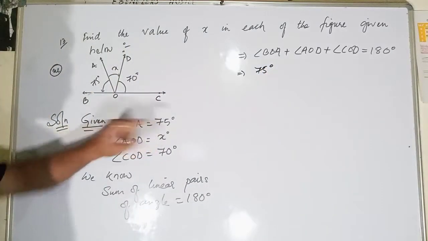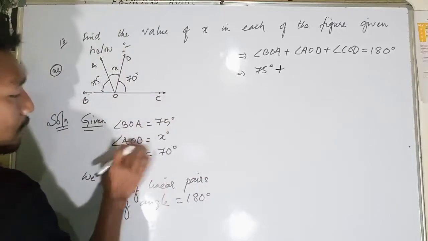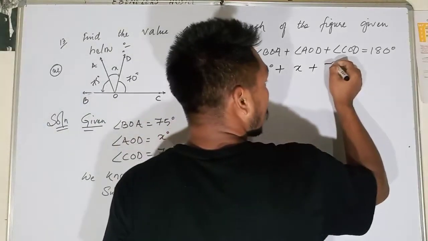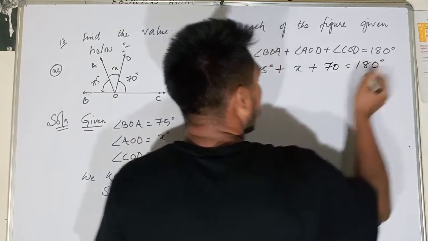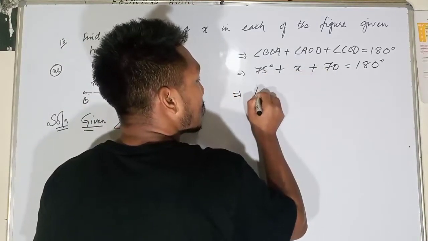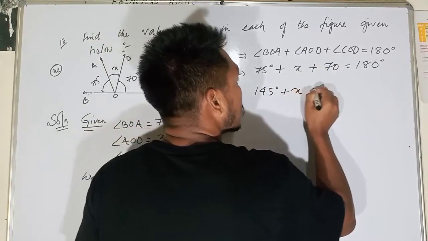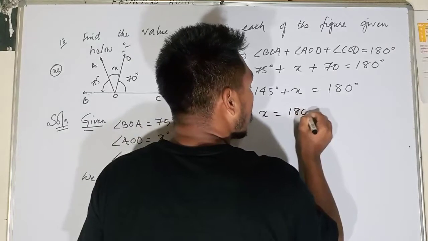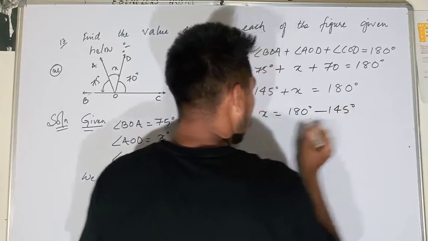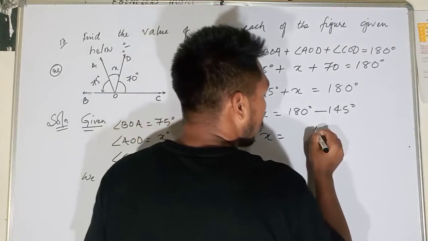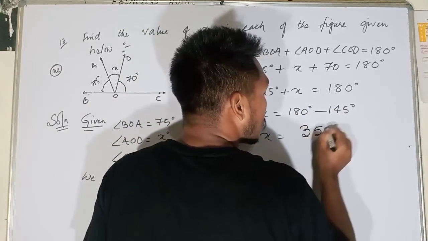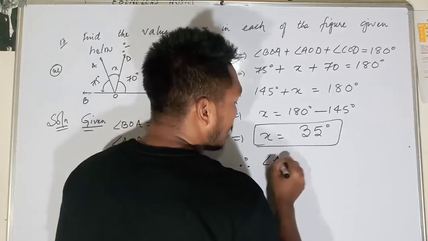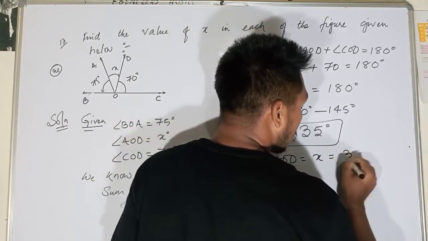We know that BOA is 75, plus angle AOD is x, plus angle COD is 70, equal to 180 degrees. So the sum of 70 and 75 is 145, plus x is equal to 180 degrees, which implies that x will be equal to 180 degrees minus 145. If you subtract these two, you get 35 degrees. What is the value of x? Therefore, angle AOD is equal to x, and x is equal to 35 degrees.